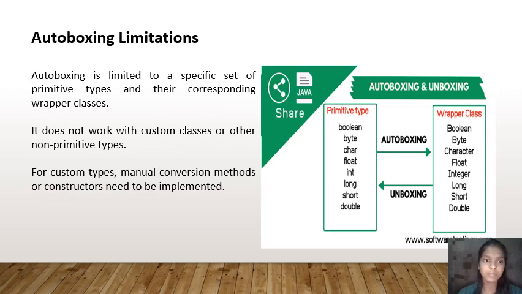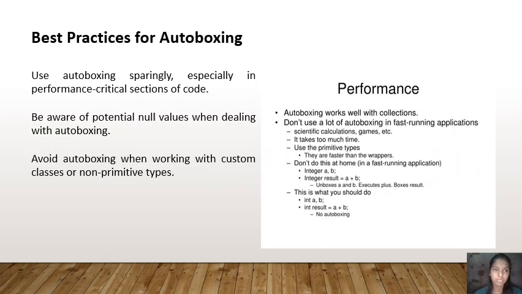Next are autoboxing limitations. Autoboxing is limited to a specific set of primitive types and their corresponding wrapper classes. It doesn't work with custom classes or other non-primitive types. For custom types, manual conversion methods or constructors need to be implemented. This is the limitation of autoboxing.